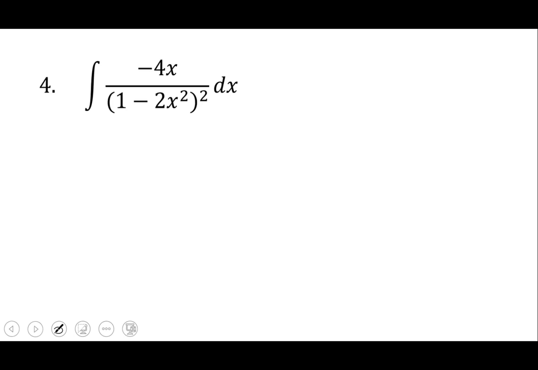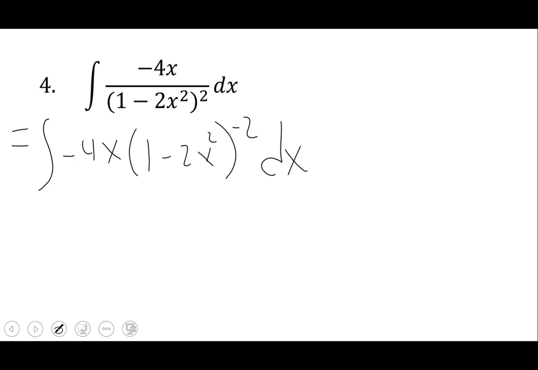Problem 4, here's our first fraction. We don't really like those fractions. We prefer them to be multiplications as opposed to being divisions. That means that we are going to always want to take our denominators and move it up to the top. And when you do that, you have to make sure that you are using a negative exponent. So in problem 4, the very first thing that I'm going to do here is I'm going to rewrite it so that there is no longer a denominator. So I'm going to rewrite this problem as the integration of negative 4x, 1 minus 2x squared to the negative 2 dx.